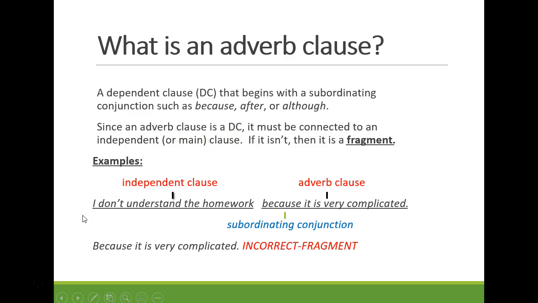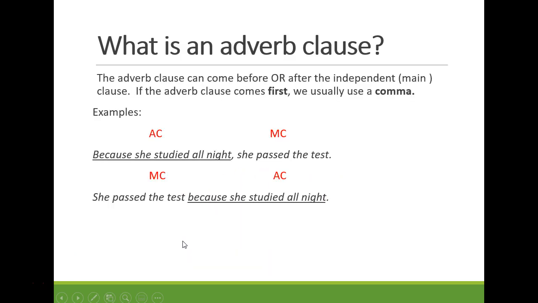Here we see an example of a sentence with an adverb clause. I don't understand the homework because it is very complicated. Here we have an independent clause and a dependent clause, that is an adverb clause. And we know it's an adverb clause because it starts with a subordinating conjunction, because. If we try to use this as a sentence, because it is very complicated, it is not correct. It's a fragment because it's a dependent clause that needs to be connected to an independent clause.